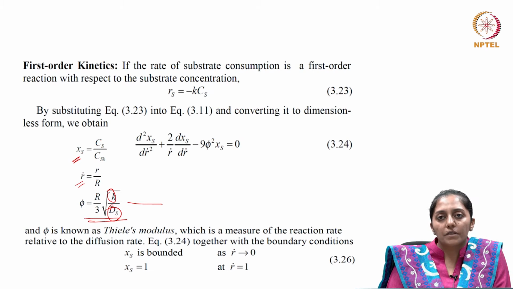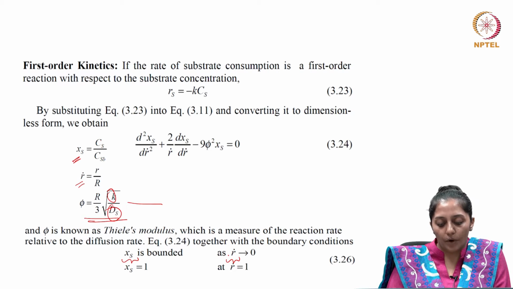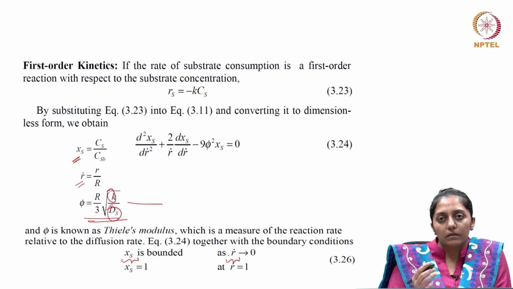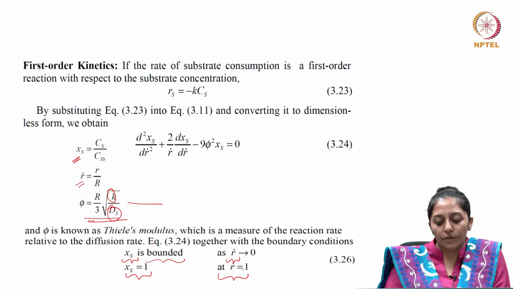Then the boundary conditions in terms of Cs and R have now been changed in terms of the dimensionless variables xs and r dot. As dCs by dr was 0 at r tending to 0, xs will be bounded at r dot nearly 0, and xs will become 1, which means Cs is equal to Csb, at what point? At the surface of the pellet, which is r dot equal to 1, where r is equal to capital R.